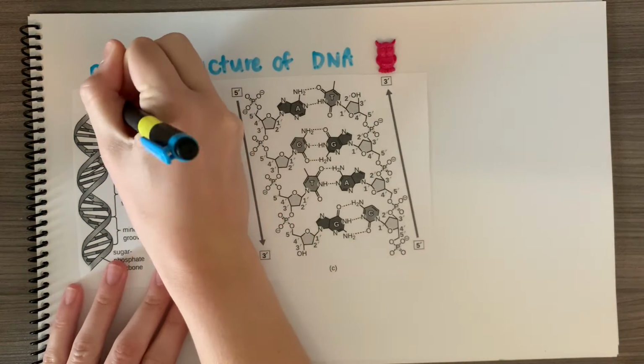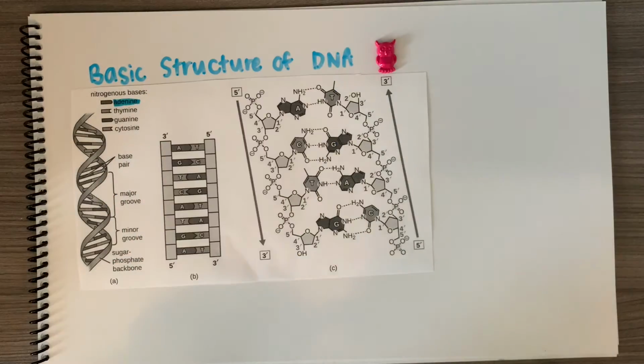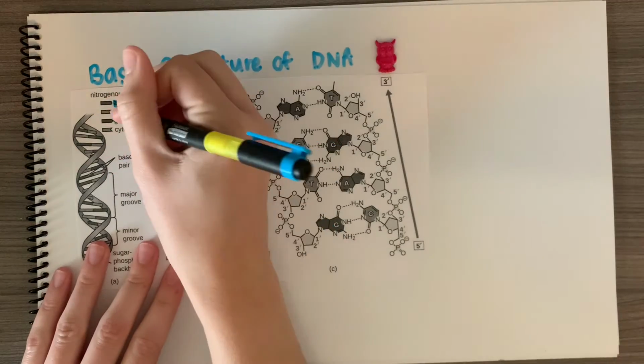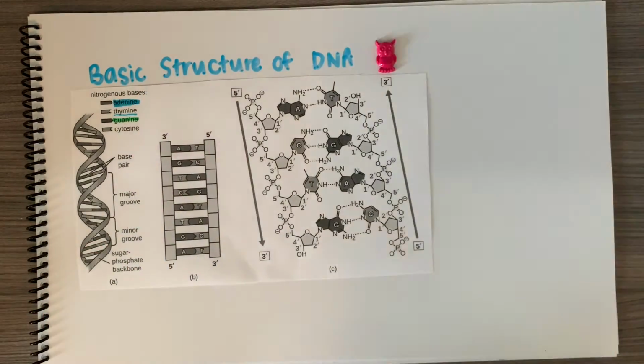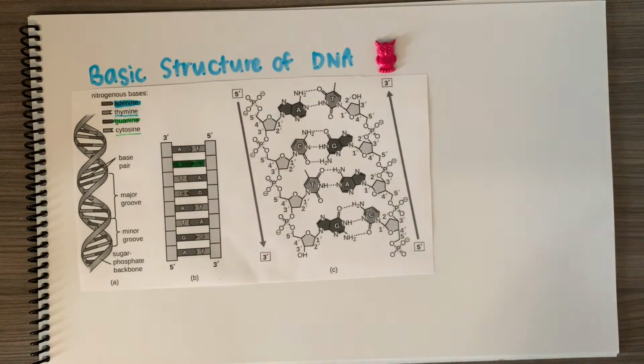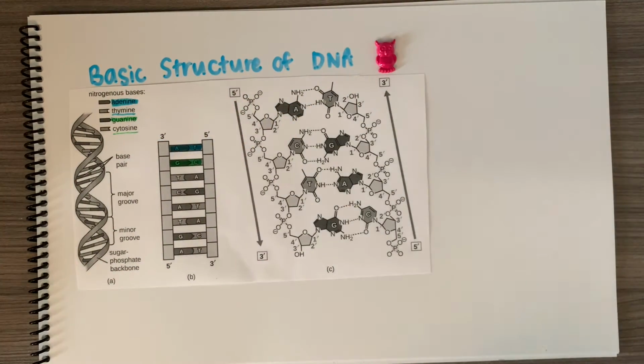Base pairing is how the 4 nitrogenous bases pair together with 1 purine and 1 pyrimidine. The complementary pairs are adenine and thymine, and guanine and cytosine. I've highlighted the A's and T's in blue and the G's and C's in green.